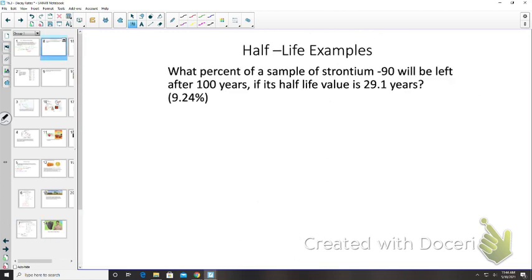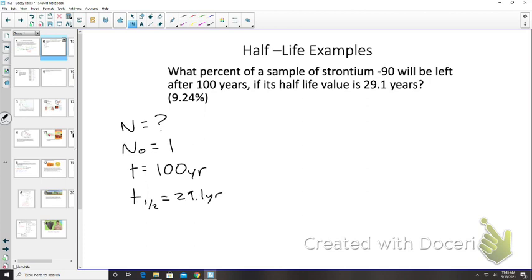Okay, so in this question here, we know the duration of the half-life and we know our T. So we just need to find our N here. What percent of the sample is left? Okay, so what is remaining? So what is our N? N naught, we can just say that we have 1. The time that has elapsed is 100 years. And our half-life of strontium-90 is 29.1 years.